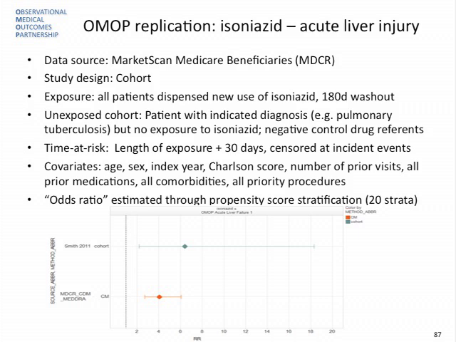Here's the OMOP version of taking those same concepts and putting them into play in the OMOP arena. So the database we used was the Market Scan Medicare database, cohort design, again focused on the exposure of isoniazid, 6-month washout period, how we defined the unexposed cohort and the time at risk, which covariates entered into the model, which were very similar to the ones in the literature report, and the propensity score stratification technique that was used.